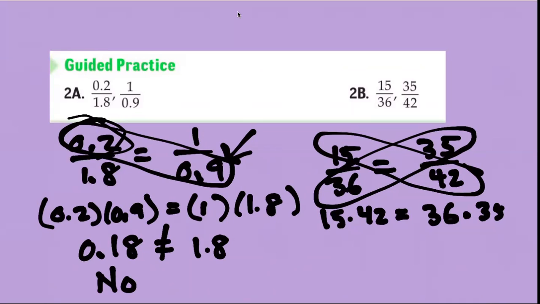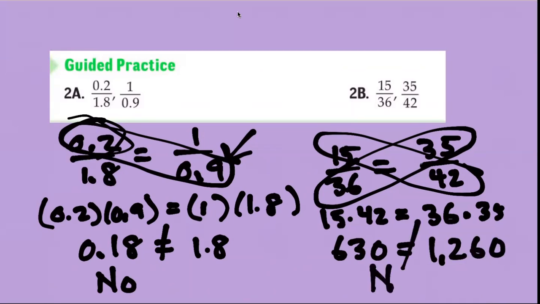So let's try this. 15 times 42, and then you do the work to check your assumptions, see if you're right. And then 36 times 35 gives me 1,260. So yeah, they're not even close to each other, right? So no way, they are not equivalent. And hopefully you start developing enough number sense where you can see some of these things and figure that out on your own.